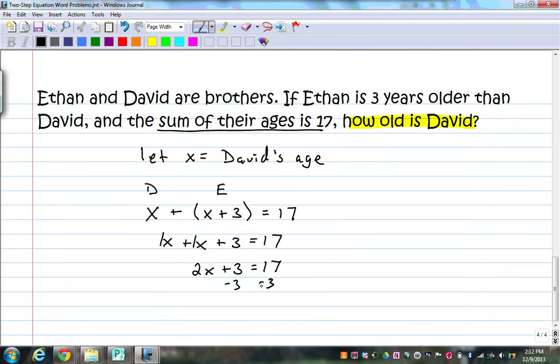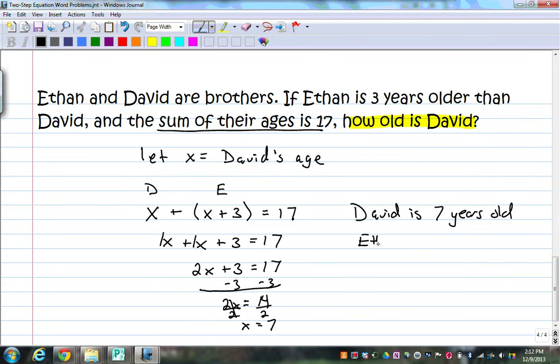Subtract 3 from both sides. I have 2x is equal to 14. Divide by 2, and x is equal to 7. So David is 7 years old. And then you see, all right, does it make sense? Well, Ethan is 3 years older, so that means that Ethan is 10. And the sum of their ages is 17. And it works. That is all.